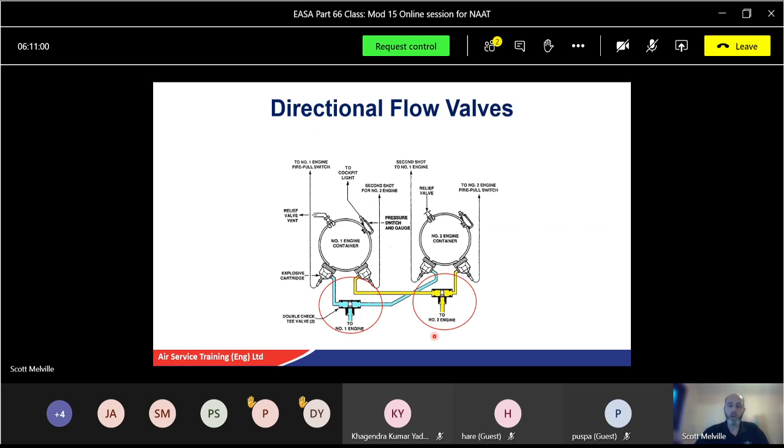Direction flow valves I mentioned already. So again, on your twin shot system, a double check T, so we can have extinguishant for one engine, but we don't refill the other extinguisher. So non-return valves, designed for a two-shot system, keep things all happy.